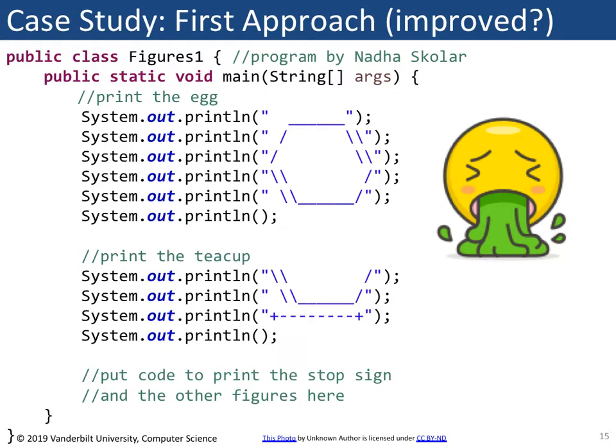One of the tenets of good programming is the acronym DRY. In general, a good programmer should attempt to write DRY code, and DRY stands for don't repeat yourself. If you find that you're coding the same set of statements necessary to print an egg over and over in order to print multiple eggs, you're repeating yourself, and that's bad coding. So this is still not a very good approach to solving this problem, even though we have added comments and separation.